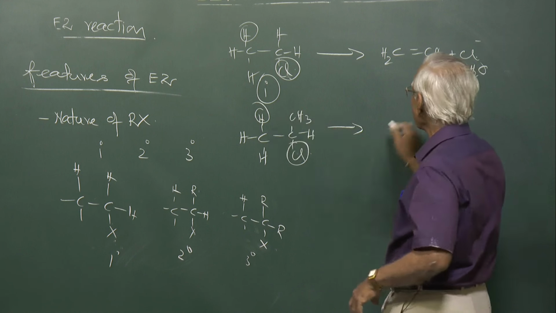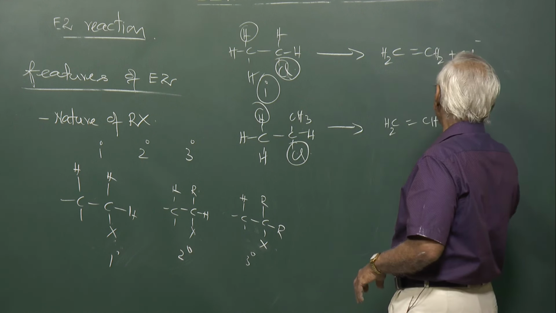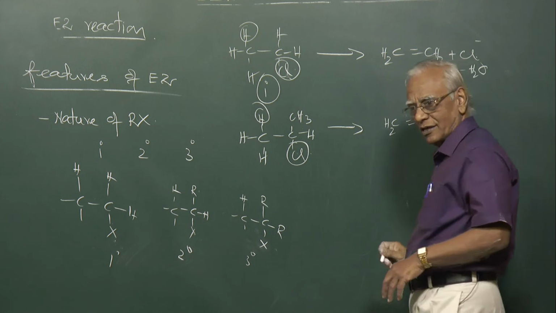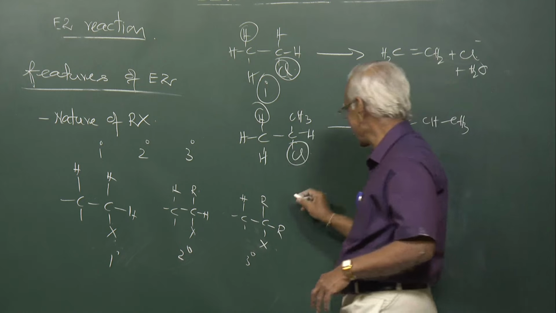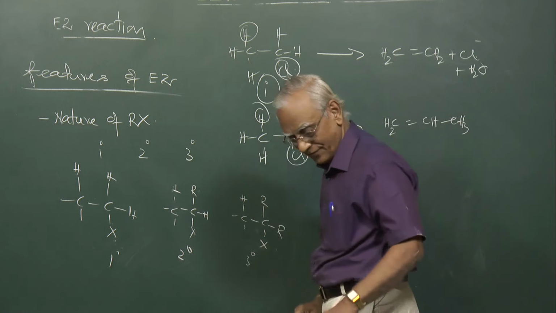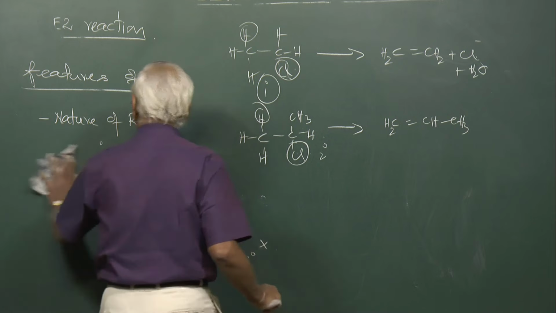Encircle it for the time being. I am removing these two. What should be the product? CH2 double bond, CH CH3. Are we not getting propene now? Yes, propene. This is a secondary halide. Shall we take a tertiary halide now?